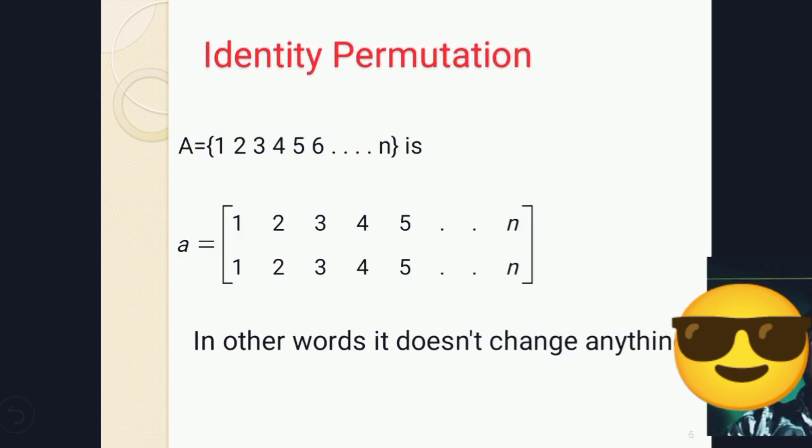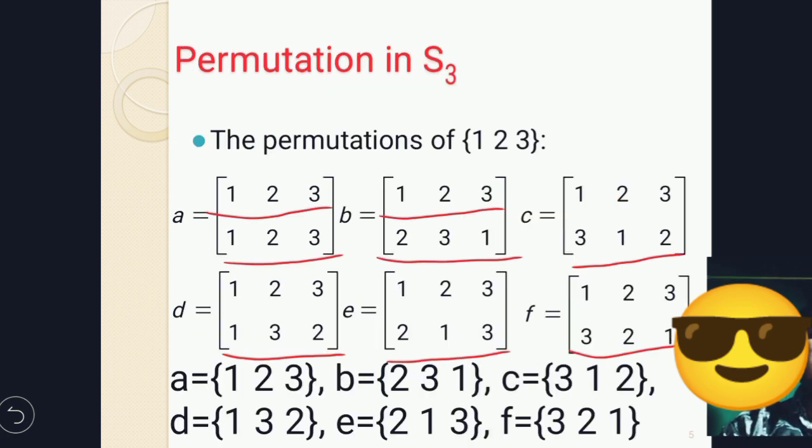And the identity permutation, that is A equal to 1, 2, 3, 4, 5, 6, and so on up to n, is where the domain and range are the same. In a permutation where the domain and range are the same, this transformation is called the identity permutation. In other words, it doesn't change anything. In the previous slide we had A equal to 1, 2, 3 mapped to 1, 2, 3. This is the identity permutation.